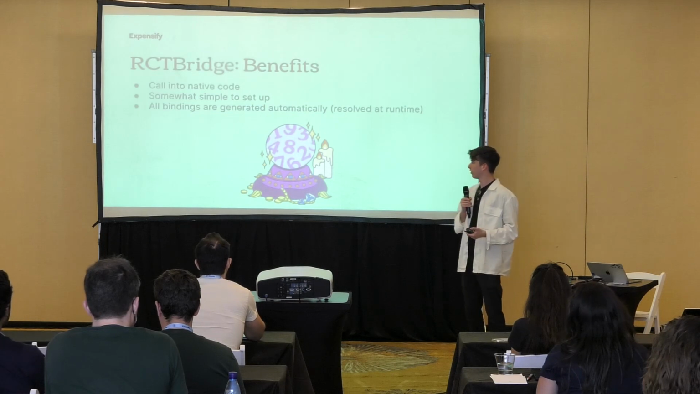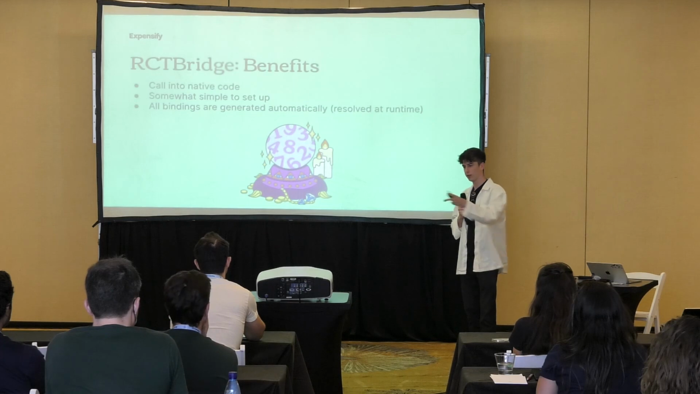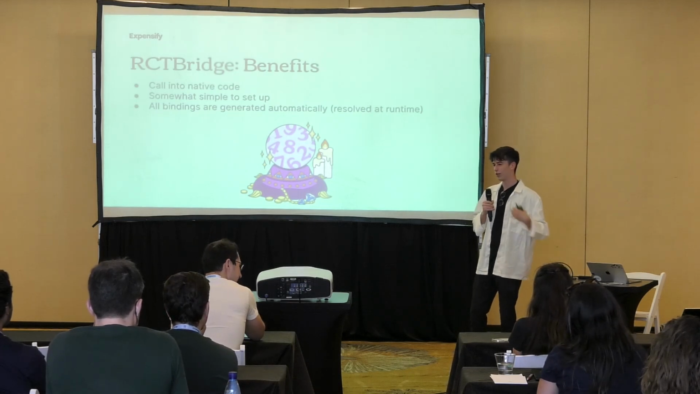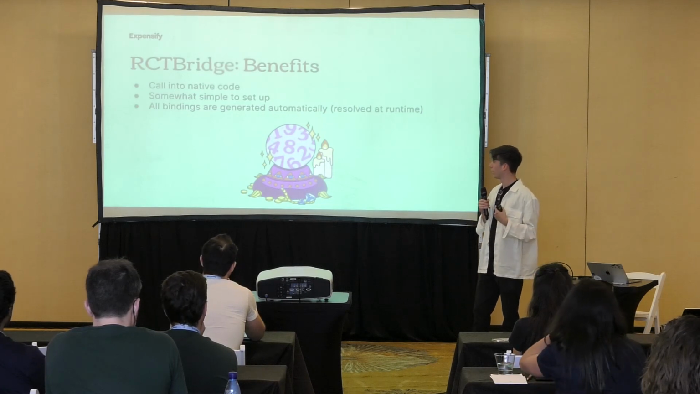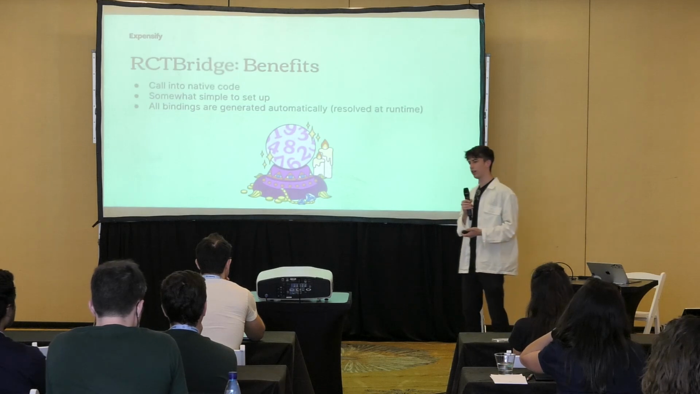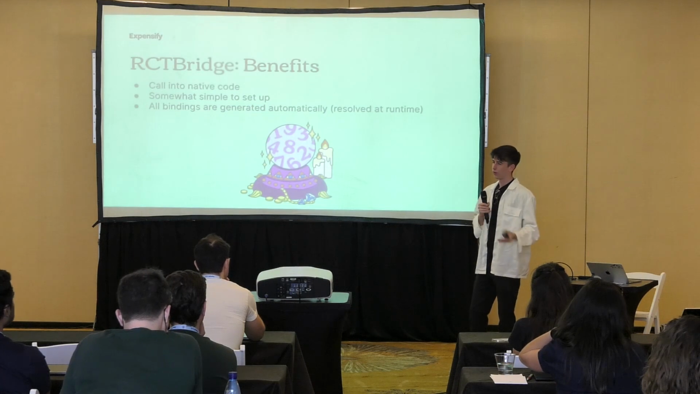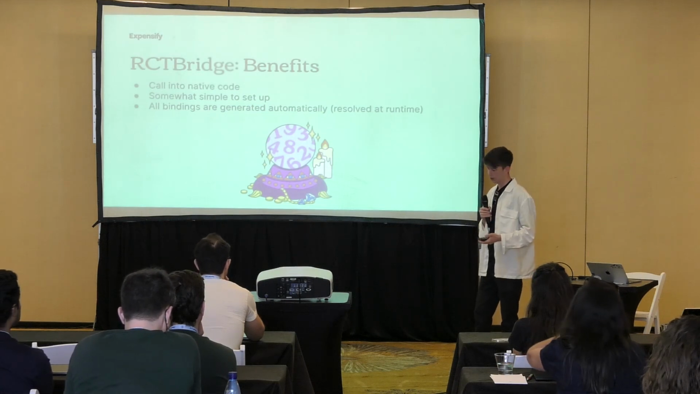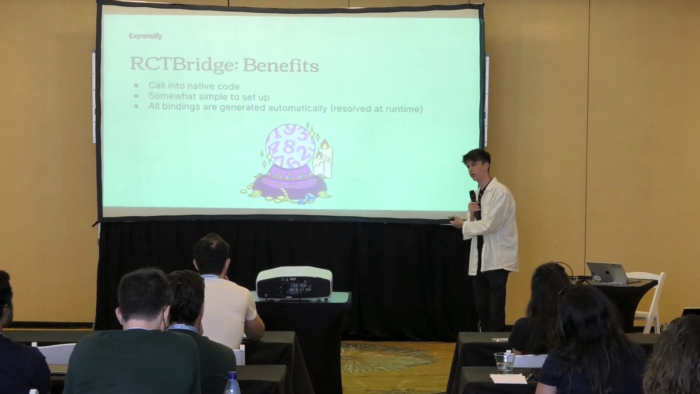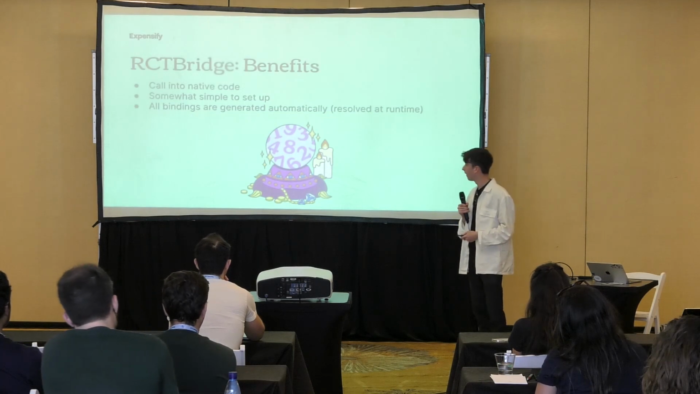Yeah, so the bridge is fairly simple to set up. They have their own supported types and everything set up. They have a point where you can hook into and set up your native module. It's fairly simple to set up. And even though it's kind of a weird architecture because everything is batched and asynchronous, so it's not as straightforward in terms of how it's implemented, it is rather simple to use. And all bindings are generated automatically, so they are resolved at runtime. You don't have any types built at compile time.